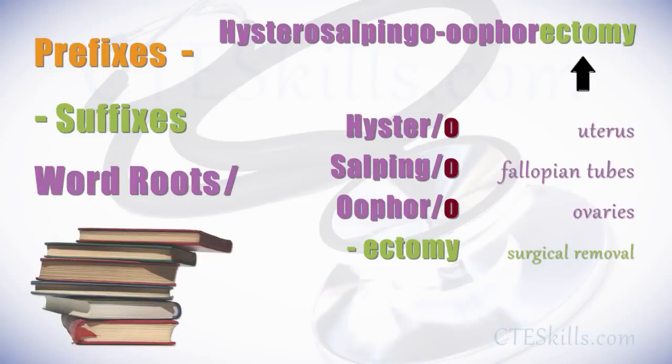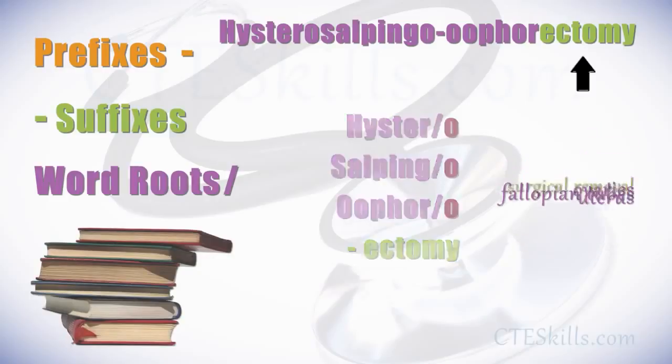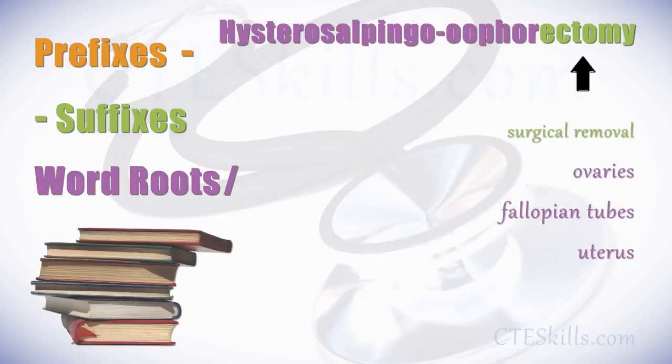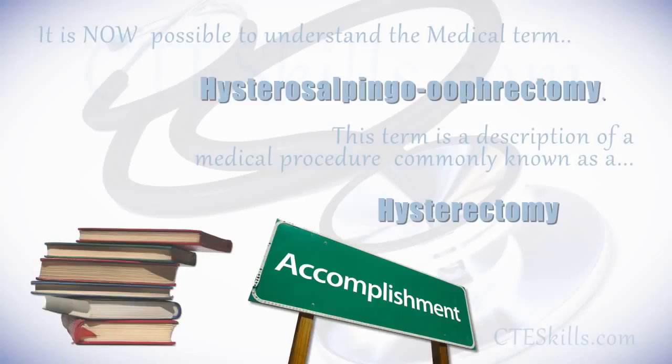Continuing the pattern on how to decipher a medical term, reading from right to left: surgical removal of ovaries, fallopian tubes, and uterus. It is now possible to understand the medical term hysterosalpingo-oophorectomy. This term is a description of a medical procedure commonly known as a hysterectomy.